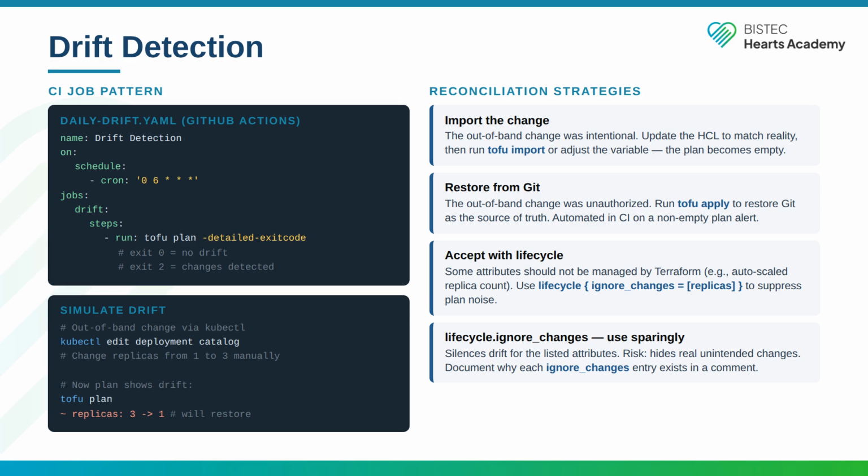The lifecycle ignore_changes abuser is a real anti-pattern. Teams that add ignore_changes to every resource because someone keeps manually adding tags are hiding real drift. The correct fix is to codify the tag in HCL, not to stop looking.